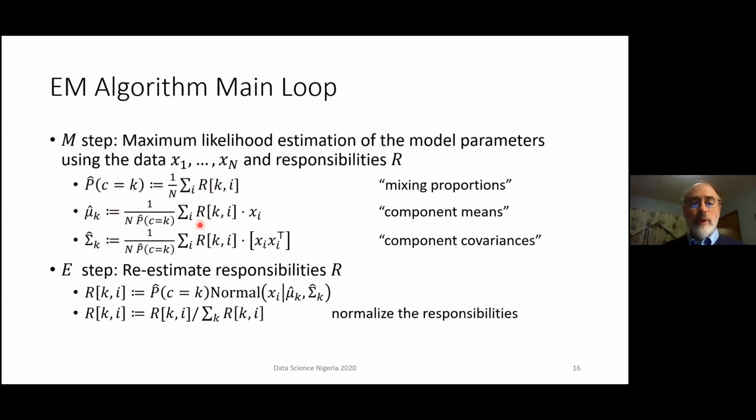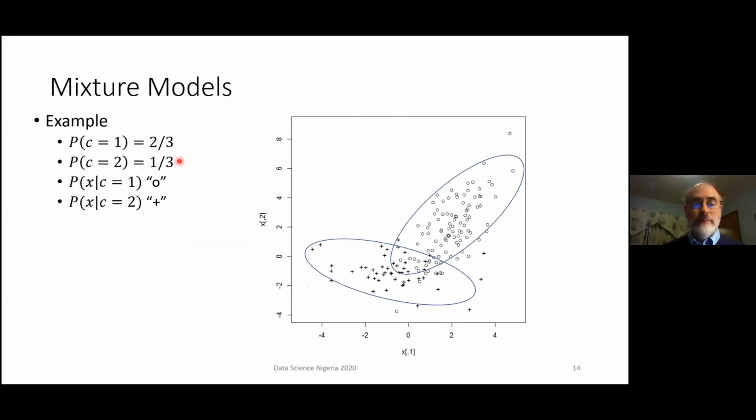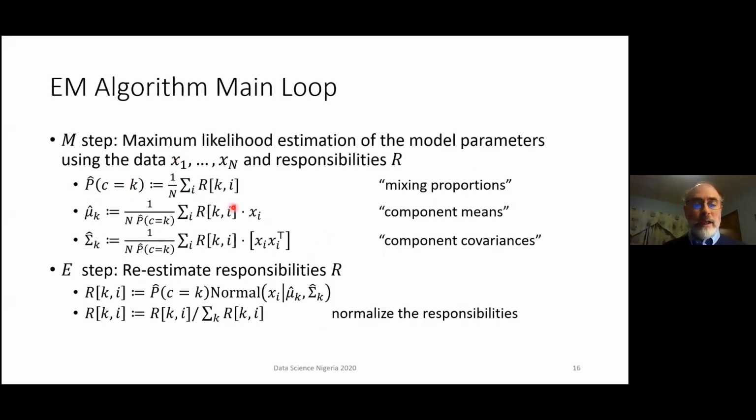And for the mean, we use the responsibilities as weights and take the weighted sum of the x_i for cluster K. And then for the covariance, we take the weighted outer product of the points for cluster K. Okay, so we will fit K different Gaussian distributions with K different means and K different covariances, and then the so-called mixing proportions, which in my example back here are 2/3 and 1/3. Okay, so that's the M step.